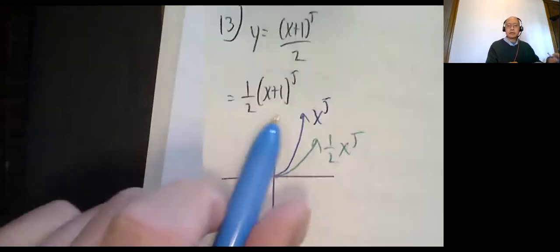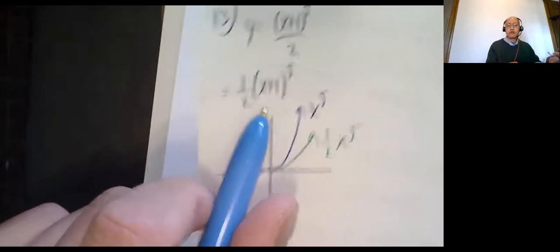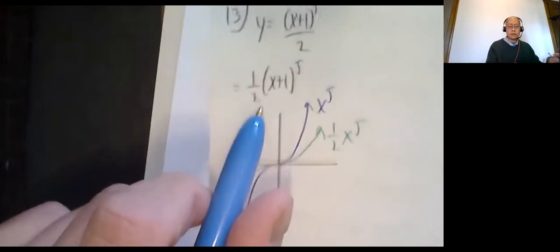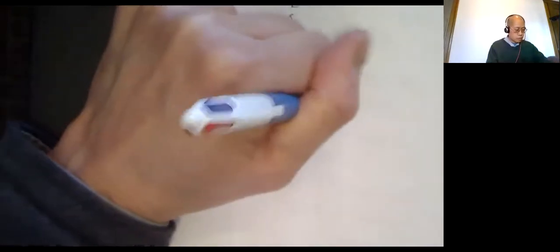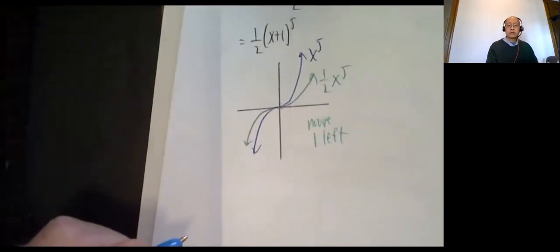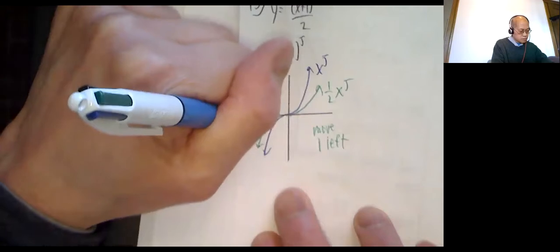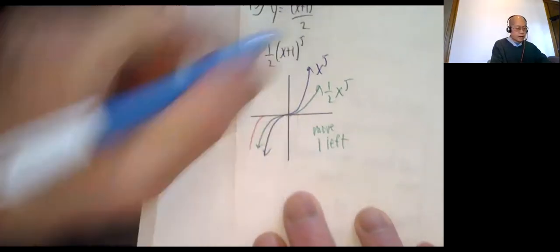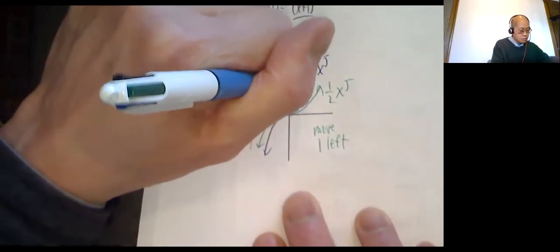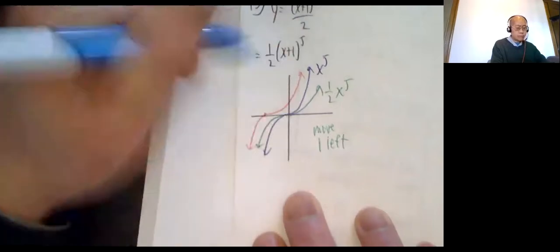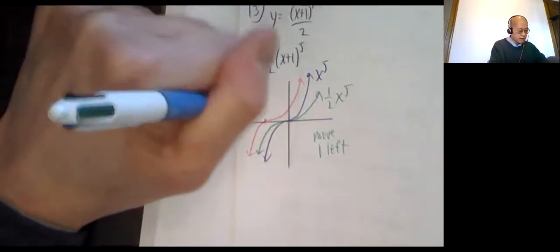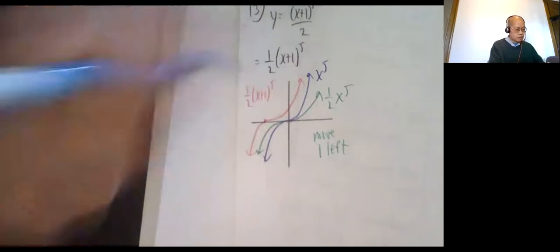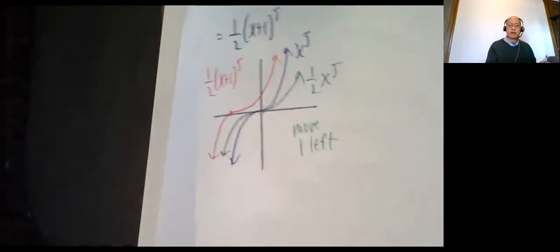And now what about this? Move 1 unit to the left. And yeah, since I have different colors, I'm willing to go ahead with it. So I'm trying to duplicate the green, but shift it over 1 unit to the left. So the final answer is the red, 1/2 (x plus 1) to the 5th power.